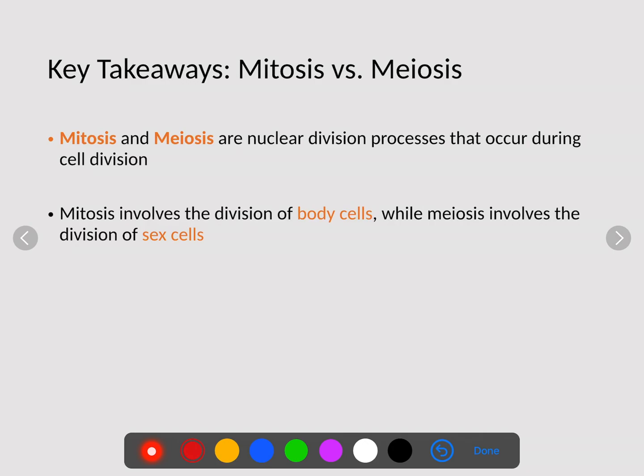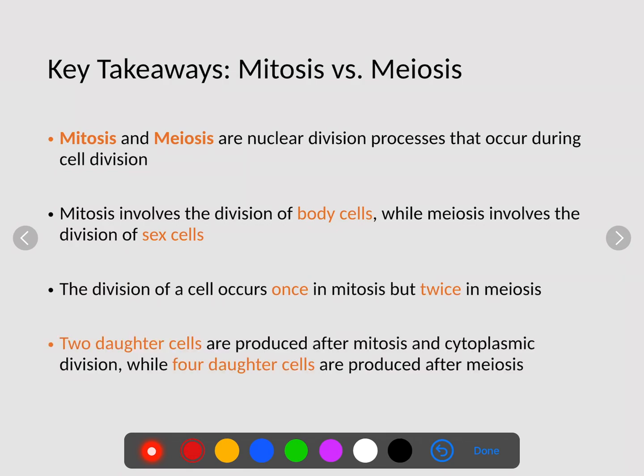Now, mitosis involves division of body cells or somatic cells, while meiosis involves the division of sex cells. So again, they're producing two different types of cells in our body. Now, the division of the cell occurs once in mitosis, so we're only splitting the nucleus once, but in meiosis, we're splitting the nucleus twice to reduce the number of chromosomes. And finally, in mitosis, we create two identical daughter cells, and in meiosis, we're producing 4 genetically different haploid cells.